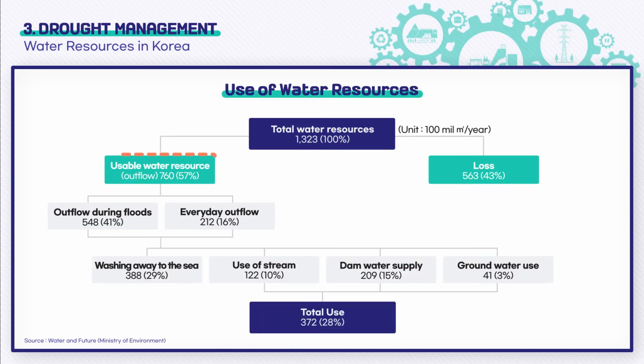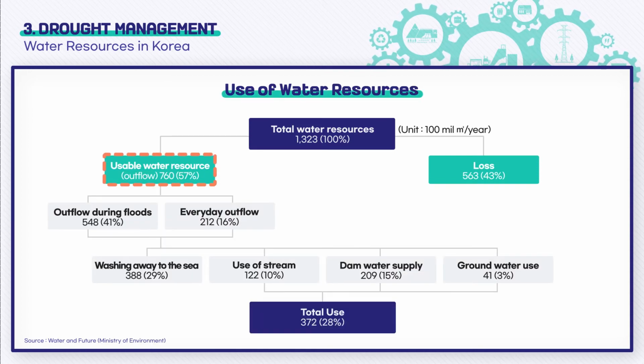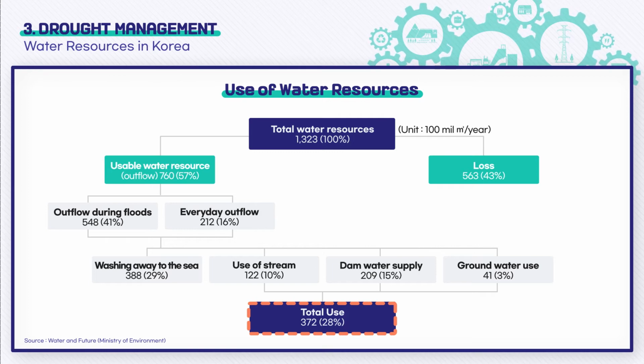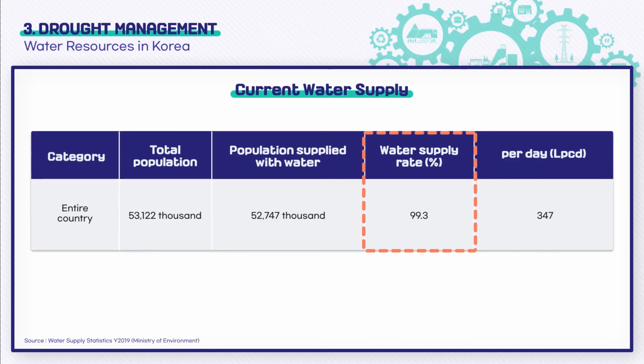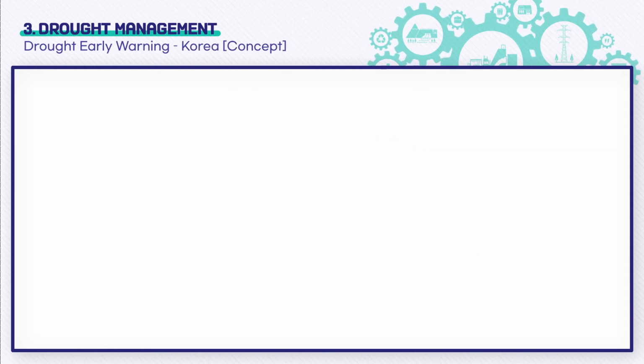Korea's usable water resource equates to 75 billion meters cubed per year, among which 37.2 billion meters cubed is used. Unlike countries that mainly use groundwater, Korea displays the highest use of dam water, followed by stream water and groundwater. Furthermore, the rate of water supply in Korea is 99.3%, which indicates that most regions are being supplied with water, except certain regions, such as mountainous areas, seas, and islands.